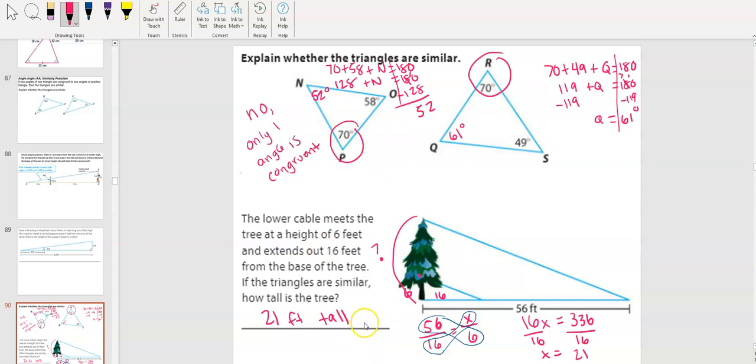Down on the bottom, I set up actually a proportion, which I didn't do before. You can still do the 56 divided by 16 and then set that equal. But if you set it up as a proportion with the ratio of the bases equal to the ratio of the heights, then you can cross multiply. So I did 56 times 6 to get 336 and 16 times x to get 16x. Now I have an equation, 16x equals 336, and I should know to divide both sides, and I got 21. So the height of this tree is 21 feet.